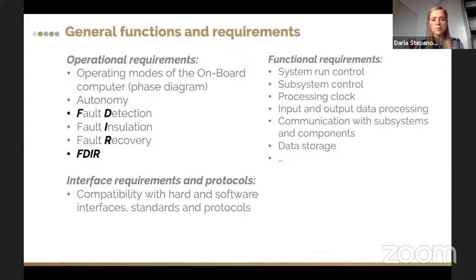Functional requirements can be really mission dependent, and there can be a huge list of these requirements. Regarding interface requirements and protocols, it shall be compatible with hardware and software interfaces and standards and protocols of all subsystems. And it's also good when it's compatible with basic satellite standards.